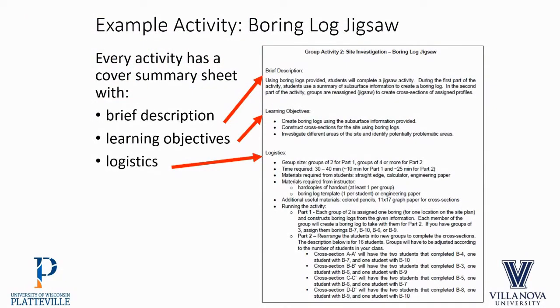Every activity in the library includes a summary sheet for the instructor. So as shown in this example, the summary sheet includes a brief description of the activity, the learning objectives, and any important details regarding the logistics to successfully run the activity, such as assigning group sizes or materials that they need to bring with them.